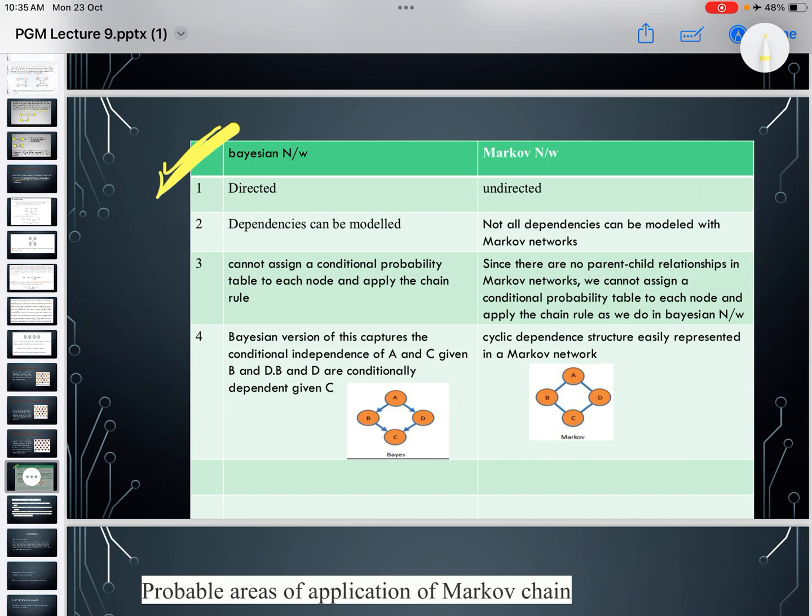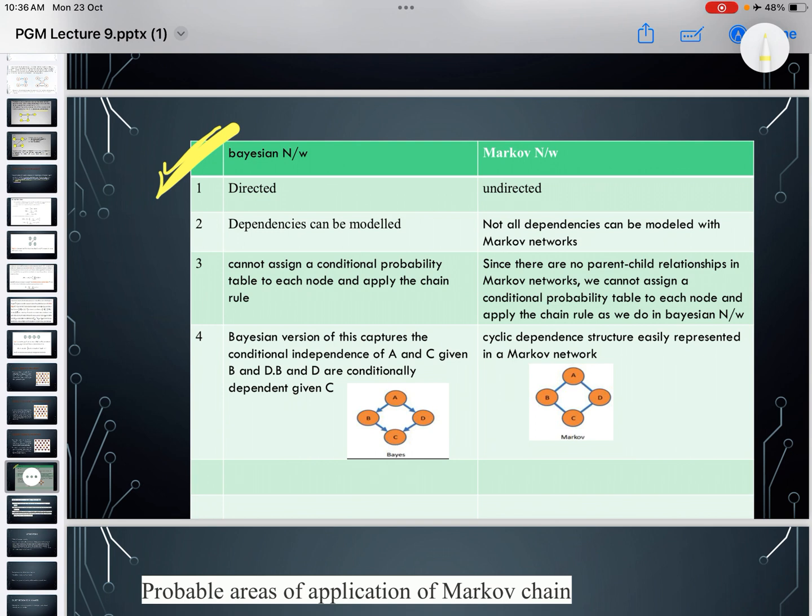So this is a difference between Bayesian network and Markov network. Directed and undirected dependencies can be modeled, but not all dependencies can be modeled. Cannot assign a conditional probability table to each node and apply the chain rule. Since there are no parent-child relationships in a Markov network, we cannot assign a conditional probability table to each node and apply the chain rule as we do in the Bayesian network.